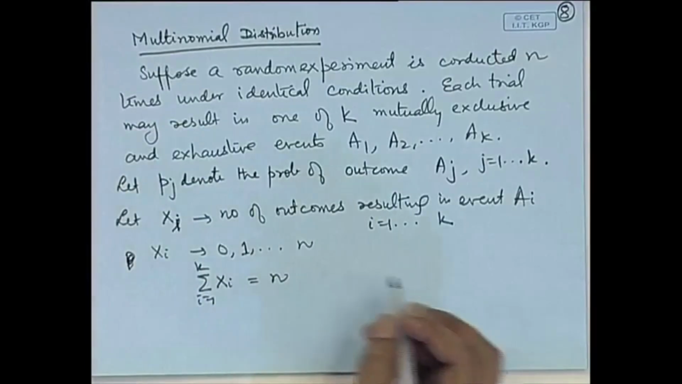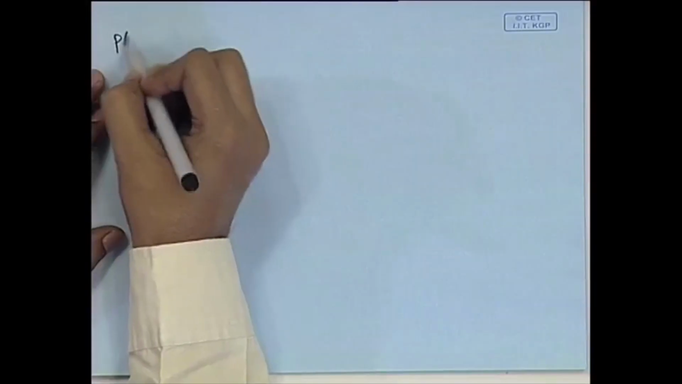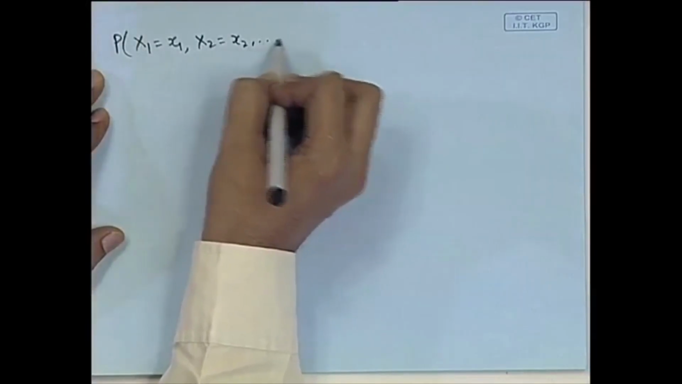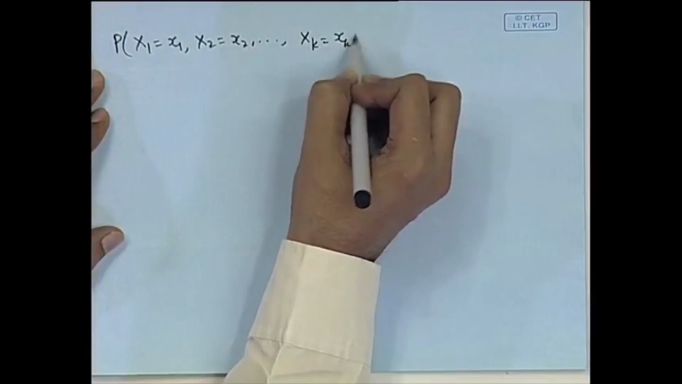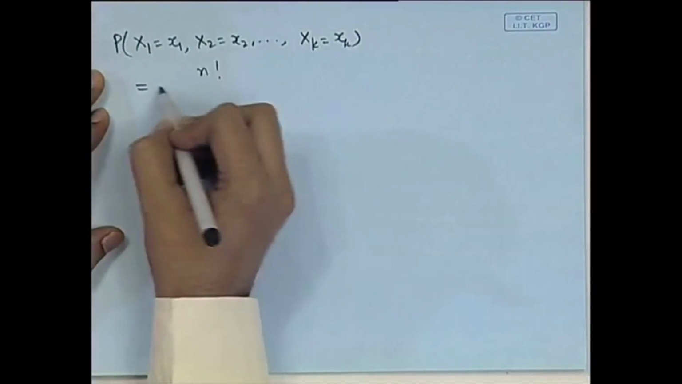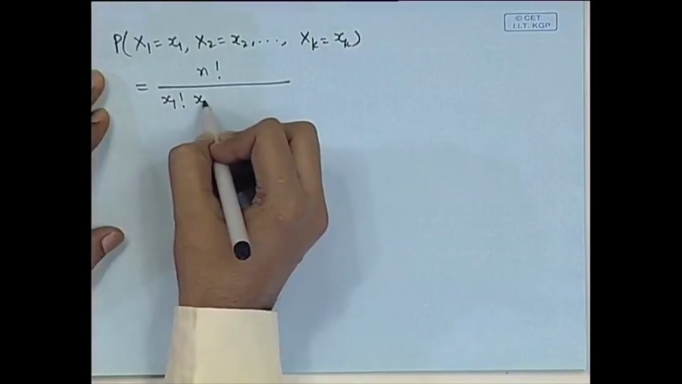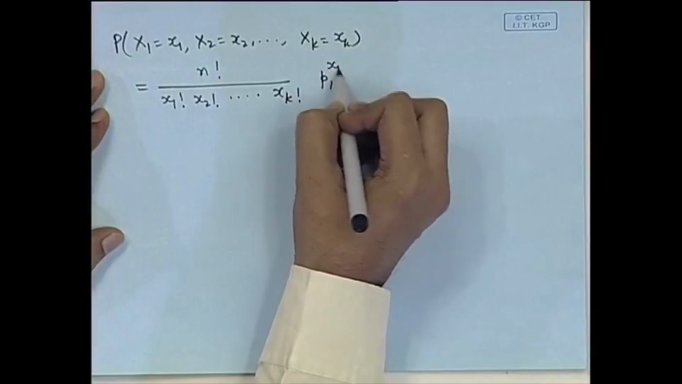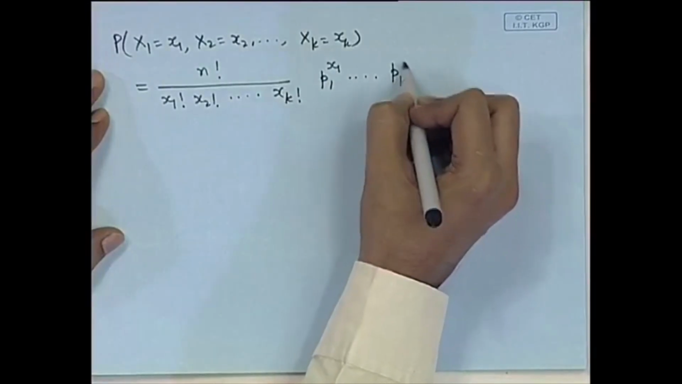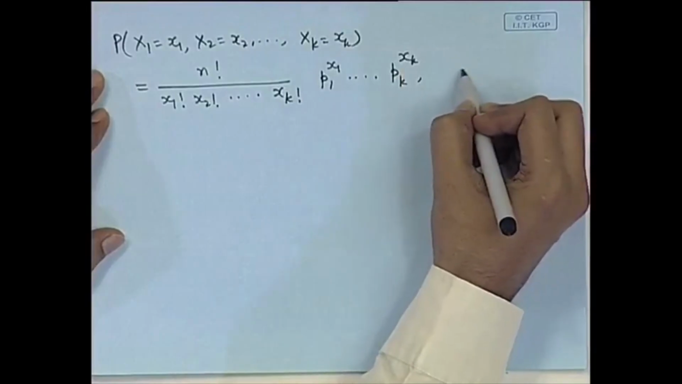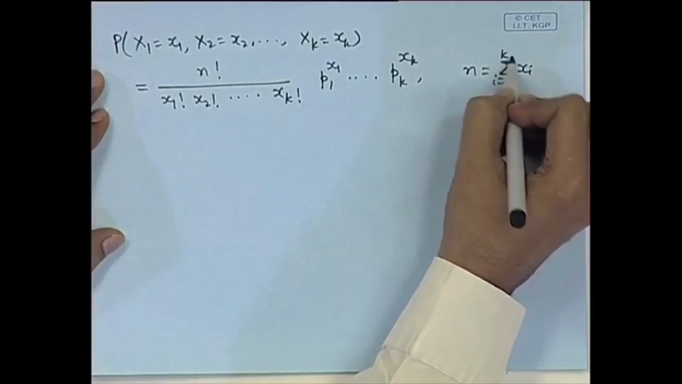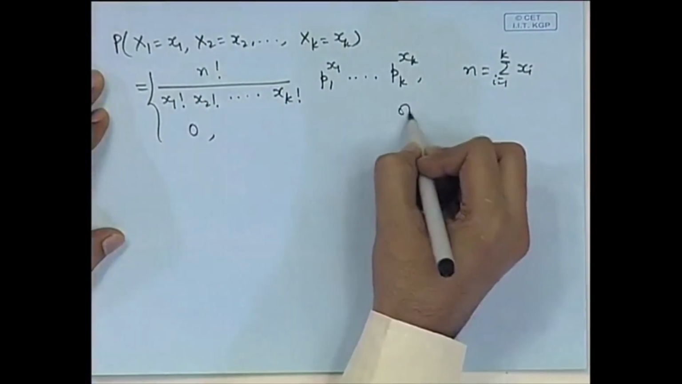So, if we write down the probability of x 1 equal to x 1, x 2 equal to x 2, x k equal to x k, then this is equal to n factorial divided by x 1 factorial, x 2 factorial and so on x k factorial, p 1 to the power x 1, p 2 to the power x 2, p k to the power x k, where n is equal to sigma x i, i equal to 1 to k, and it is equal to 0 otherwise.